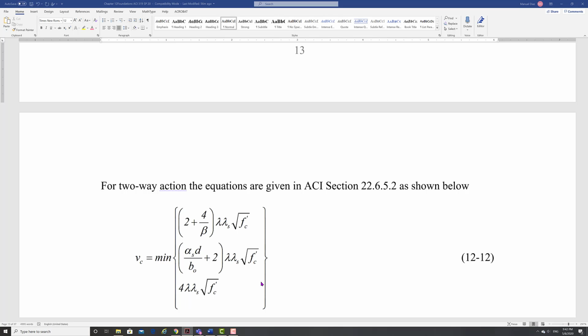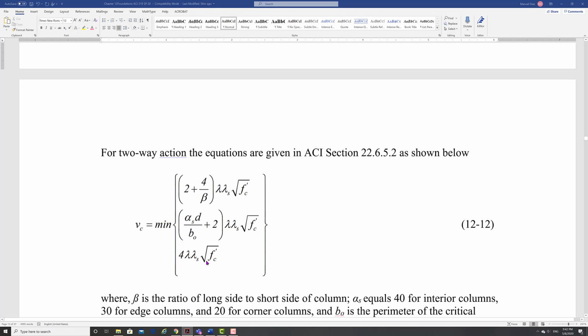The other problem that we have here is that the new code, 22.6.5, is giving you this in terms of stresses. This is not your capital Vc. No, this is not a force. This is a stress. Okay, so be careful. So this is now in terms of stresses. That's how the formula is entered.